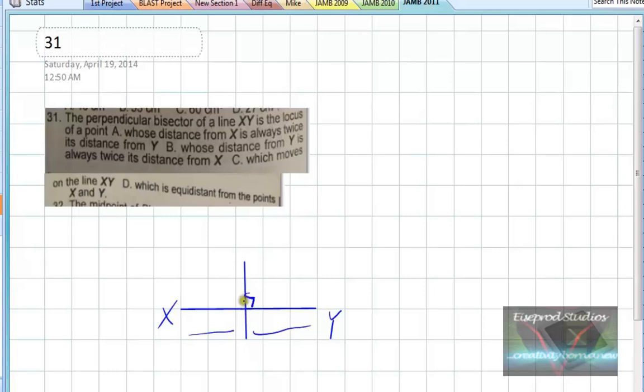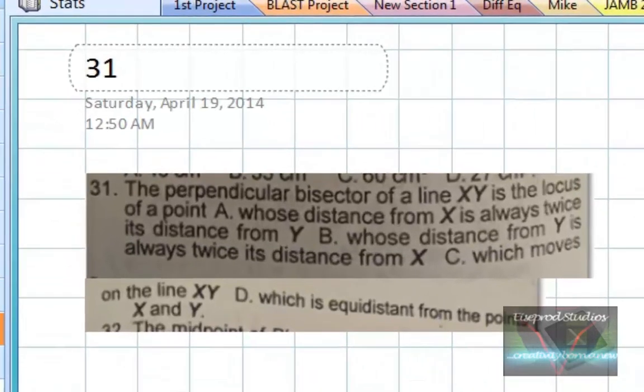So this entire line, this perpendicular bisector here, if I put a point on it up here, and I ask you, how far is it from x? You'll tell me it's this far. And I say, how far is it from y? You'll tell me it's this far. And actually, those two distances are exactly the same. And so the answer for this is D, which is equidistant from the point x and y. And hopefully I helped illustrate to you why.